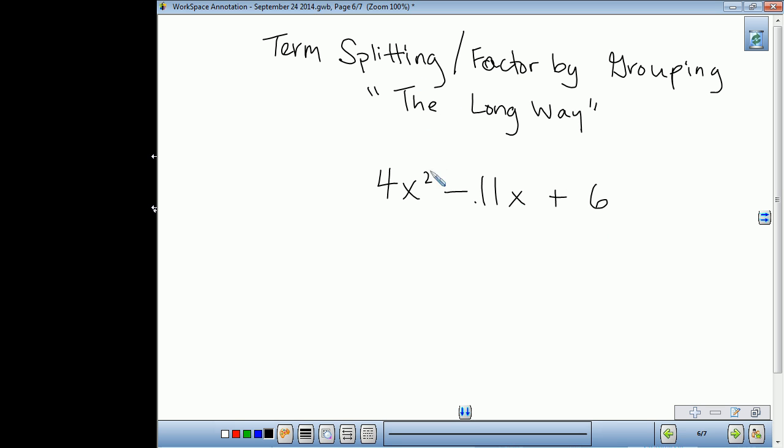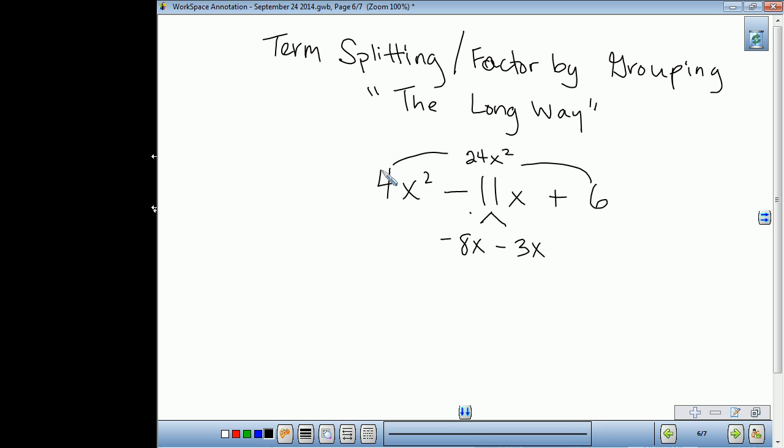Okay, to do term splitting, what we're going to try to do is split this middle term into two equivalent parts. Now, you can't split it perfectly. We have a methodology to follow. We take the leading coefficient and multiply it times our constant, which is 24x squared. What can I multiply to get positive 24x squared that I could add to get a negative 11x? Negative 8x and negative 3x.